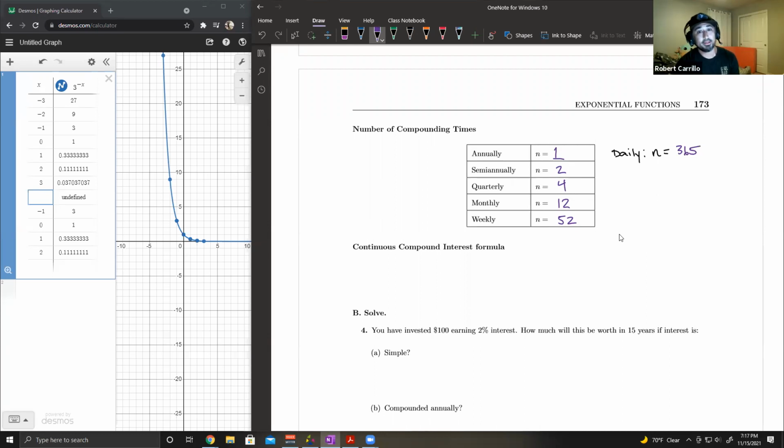So that's how you figure out your compoundings. The problem will tell you as well. It's going to say, how much will you make if you compound monthly, quarterly, daily, weekly? So it's going to give us that amount that we need to do.